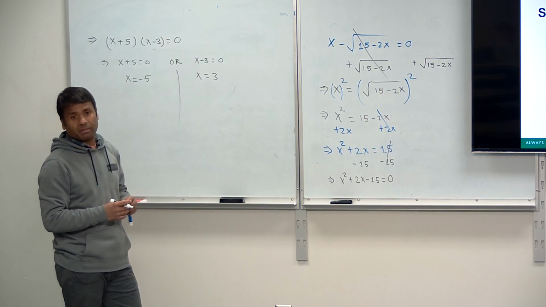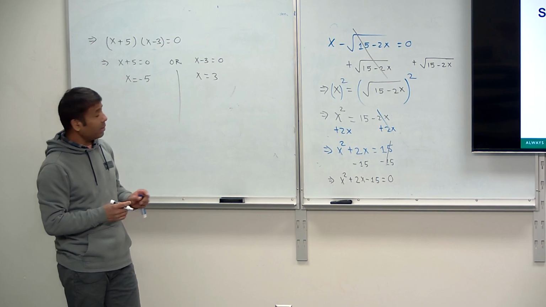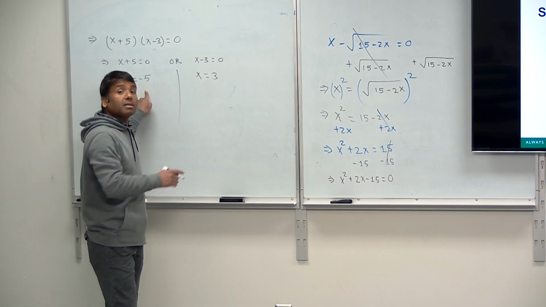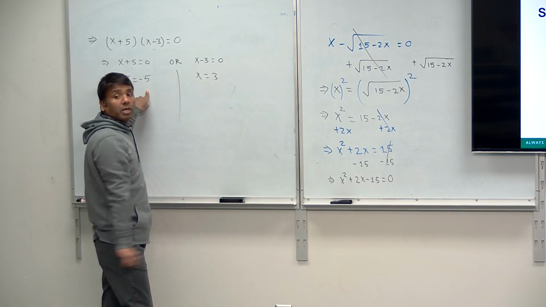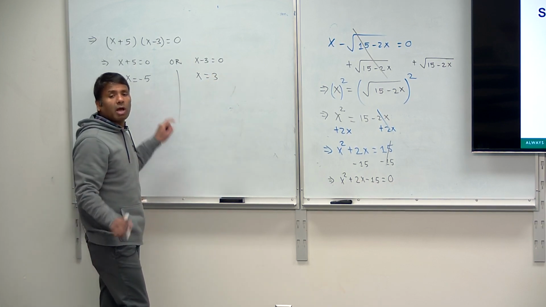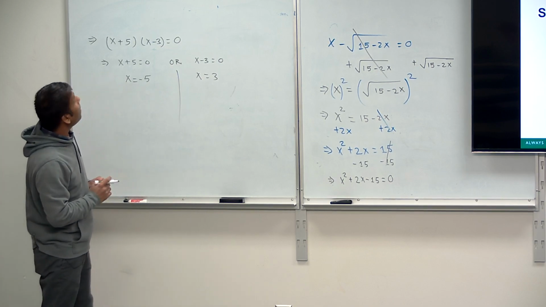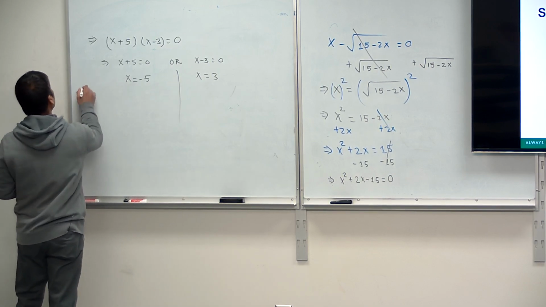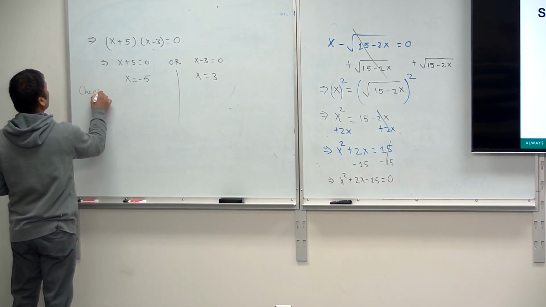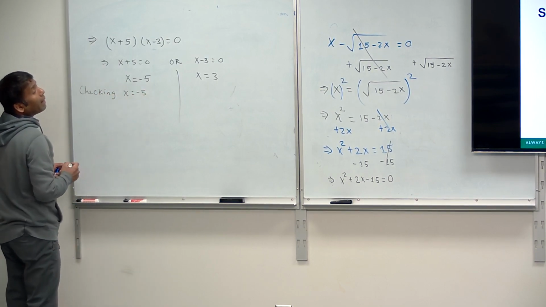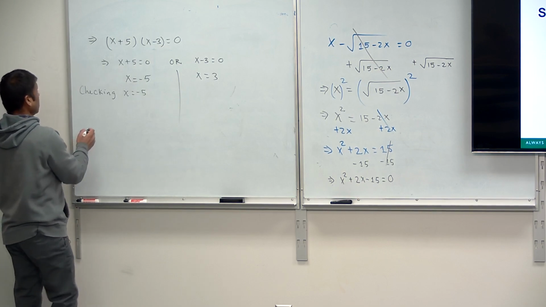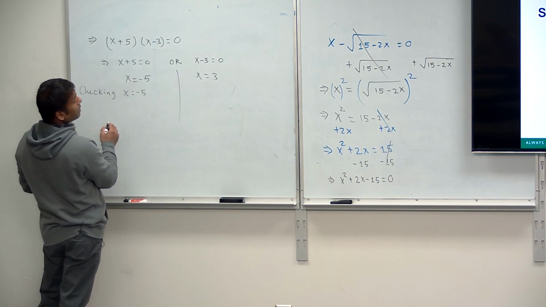You have to check whether these values of x satisfy the given equation or not. You have to check that. So now let's do checking for x equal to negative 5, okay? So if I plug in negative 5, what is my original equation?